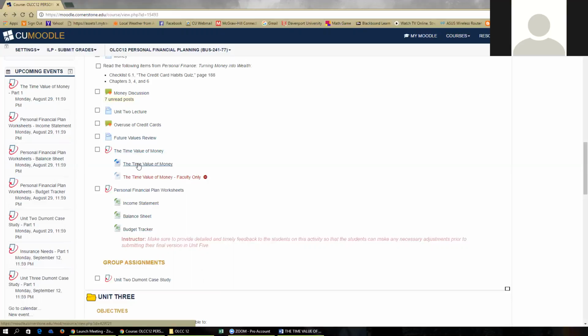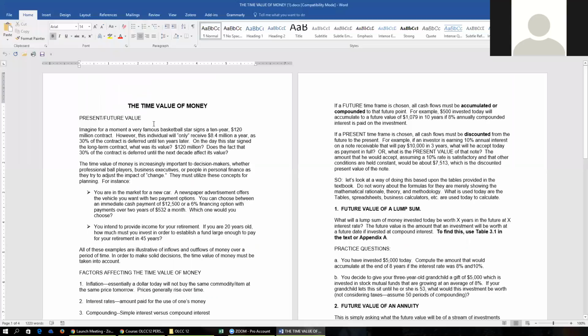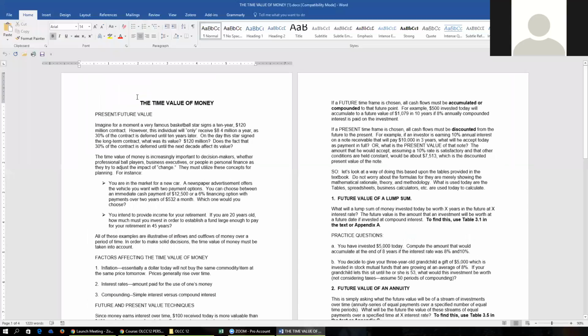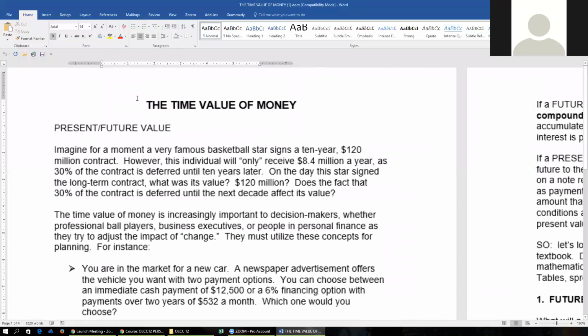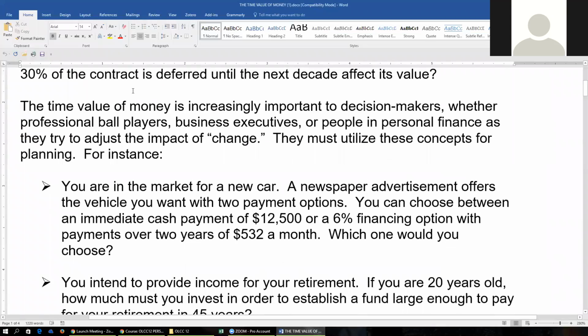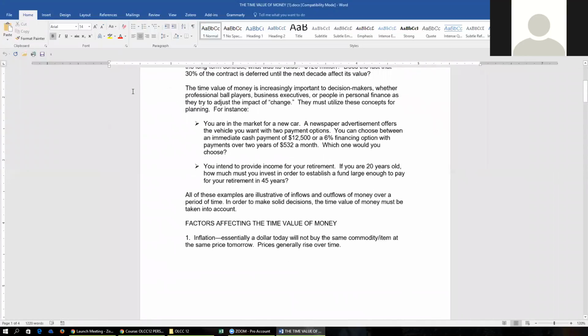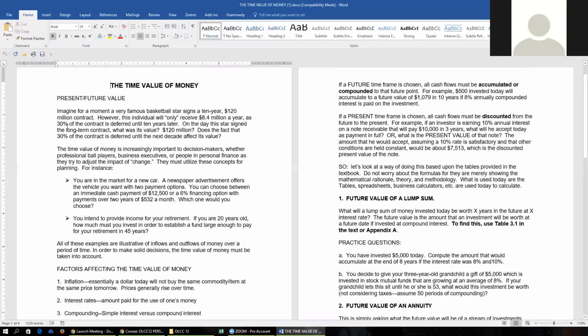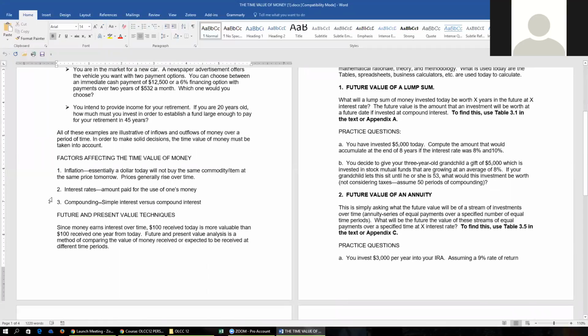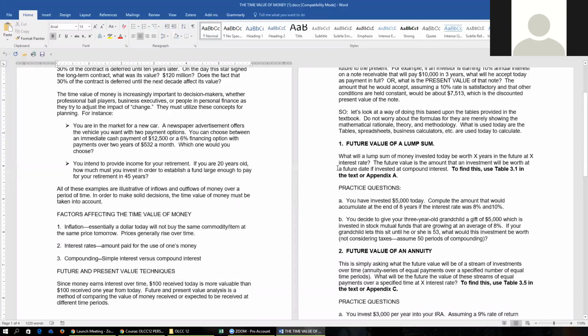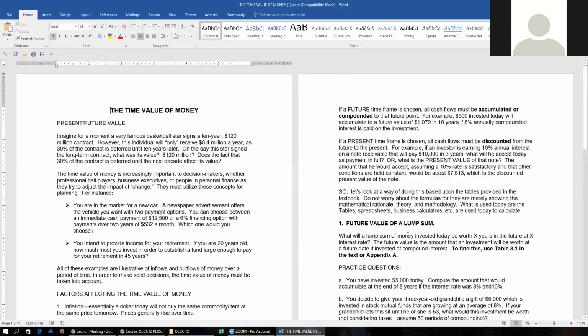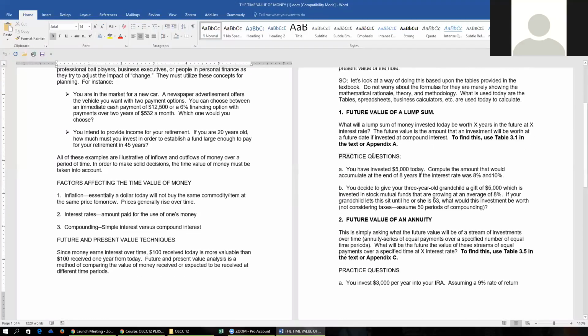Okay, time value of money. Once you click on it, right here, you can download it. I've already downloaded it and called it up here on my screen so that we can talk about it. Let's back up a little bit so it's easier to see. You're starting out with a discussion of present value and future value. A whole lot of stuff on this first page is just introduction. The second page actually starts explaining it, and then it gives you practice questions. So before you have to do anything, it's page 2.